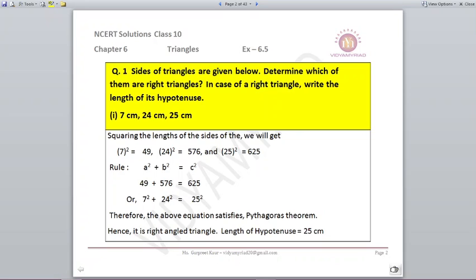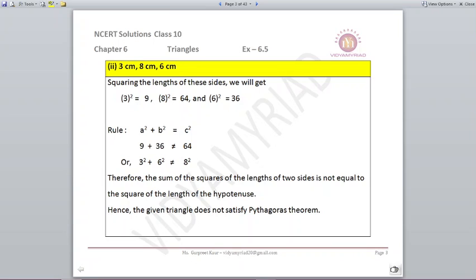Now for the first case, the sides given are 7, 24 and 25. To find out whether they belong to right triangle or not, we will be doing the squaring of this, that is 7 square, 24 square and 25 square, which gives us 49, 576 and 625. If we do sum of the square of the two sides, it should be equal to the length of its hypotenuse square, that is 49 plus 576 will be equal to 625, and it holds true that two sides square, that is 7 square plus 24 square, if we do, we get 25 square, which will be considered as the length of the hypotenuse, and thus it is a right angle triangle.